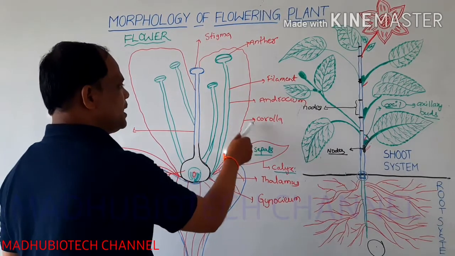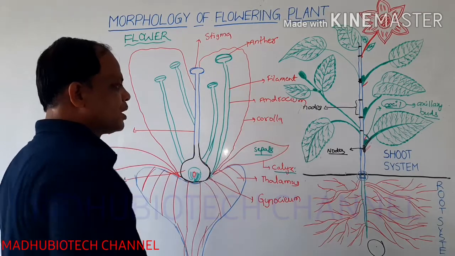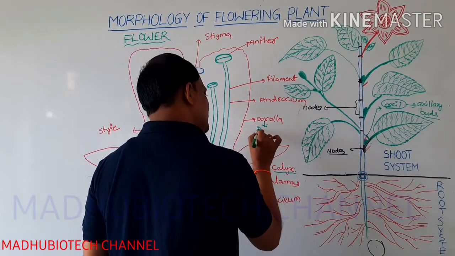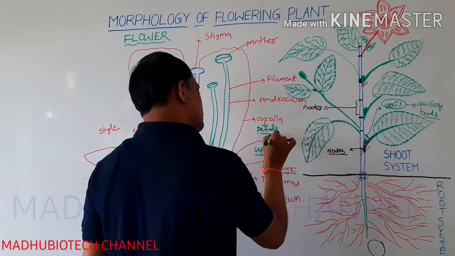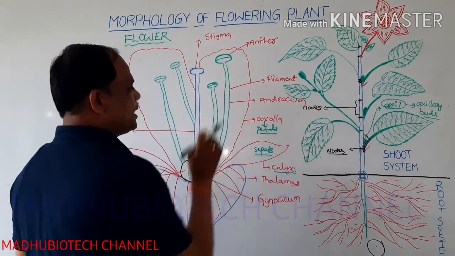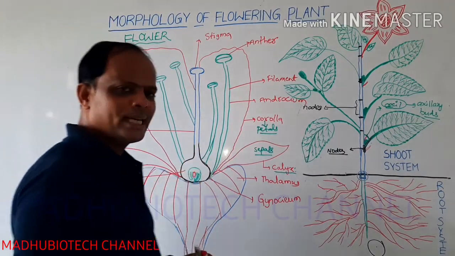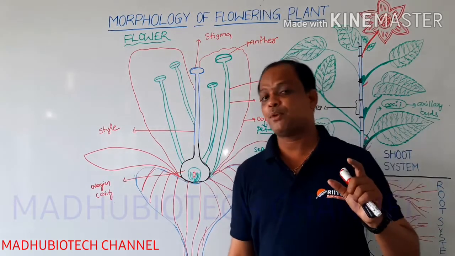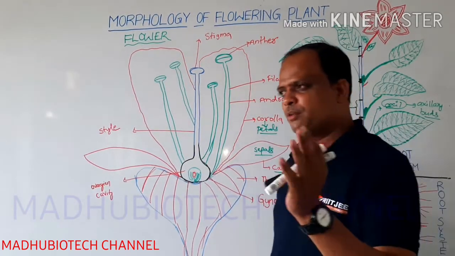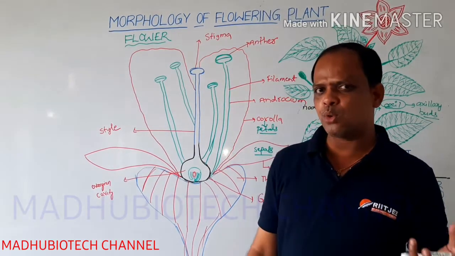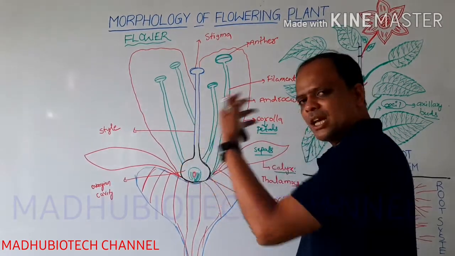And then the next one is the corolla. The individual corolla is also called petals, and here the corollas can contain a number of colors, various types of colors. For example, take one rose flower: red, white, green, yellow, different types of flowers are present.